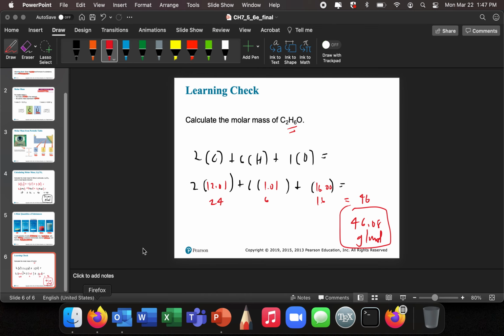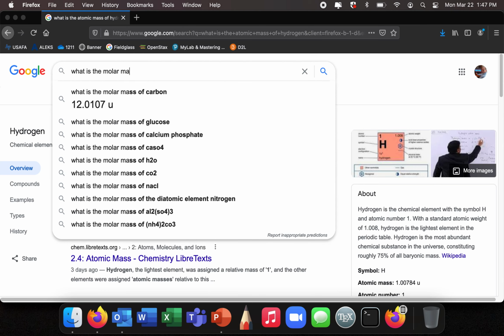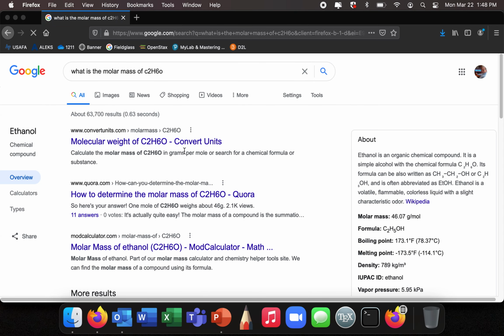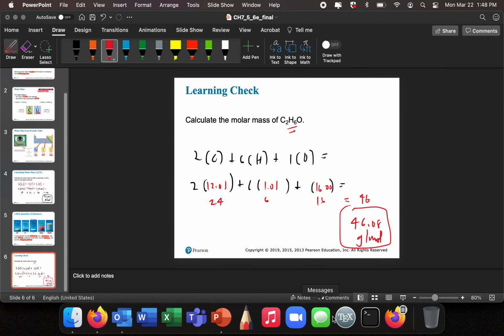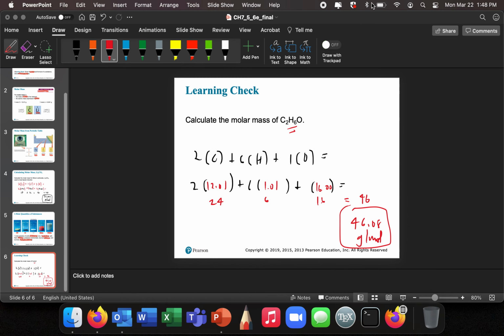Okay, I'm just going to check it real quickly. What is the molar mass of C2H6O? It's going to give me molecular weight 46.07. And what did I say? 46.08? Perfect. 46.07 is what it's given to me in Wikipedia. And that's obviously within the margin of error. All right, so I hope that's helpful. We're going to be using this a lot. Good luck.